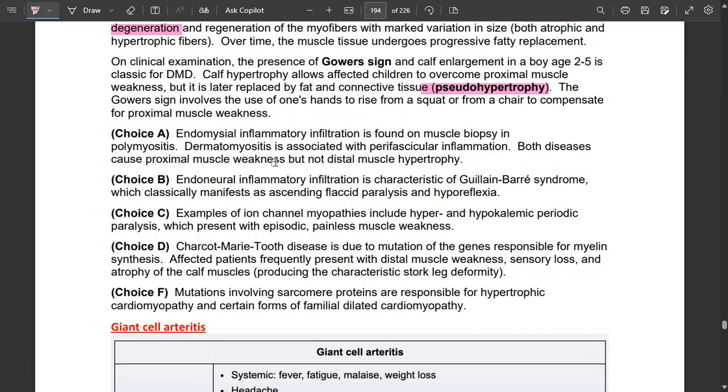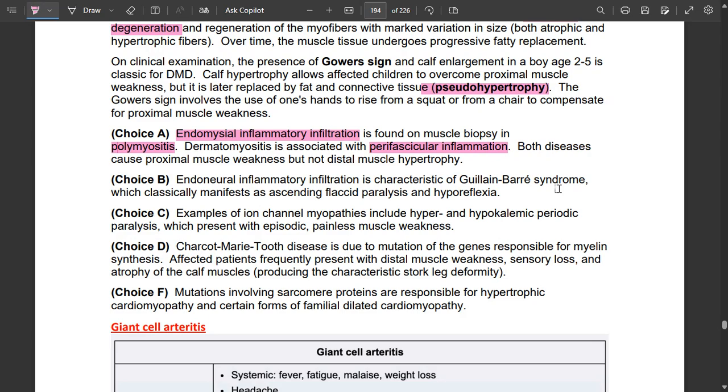Inflammatory infiltration is found on muscle biopsy of polymyositis. In polymyositis, there is endomysial inflammatory infiltrate. Dermatomyositis is associated with perifascicular inflammation, that is, inflammation around the fascicles. Both diseases cause proximal muscle weakness, but distal muscle hypertrophy is not common.